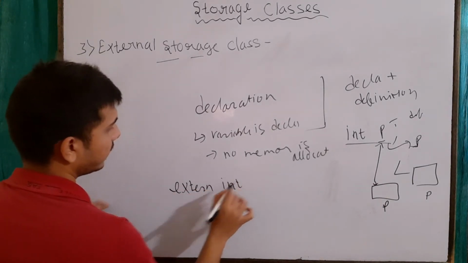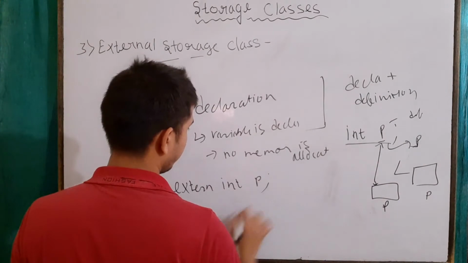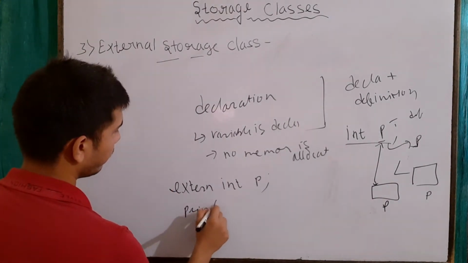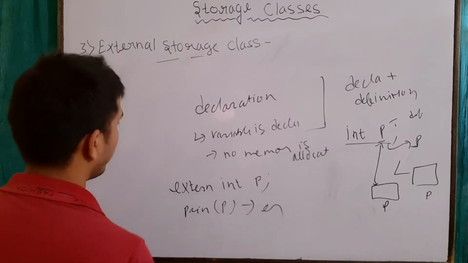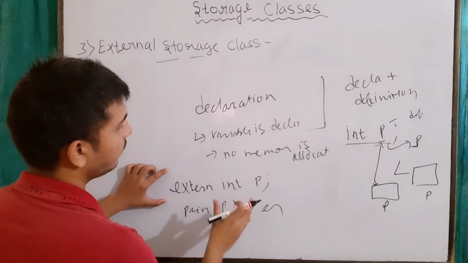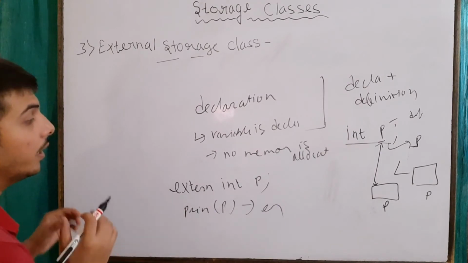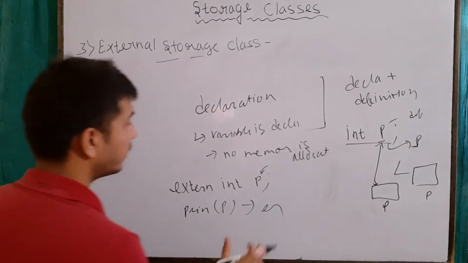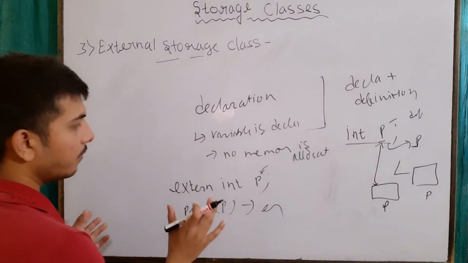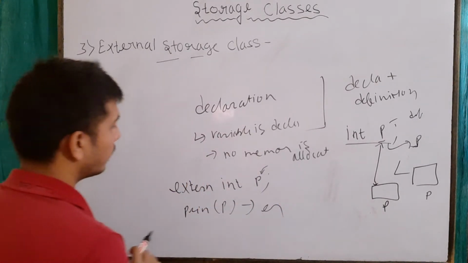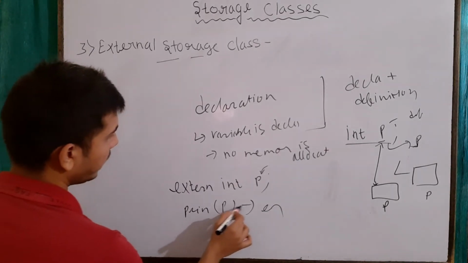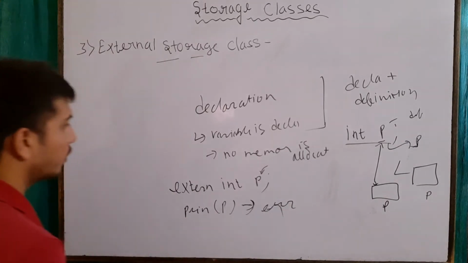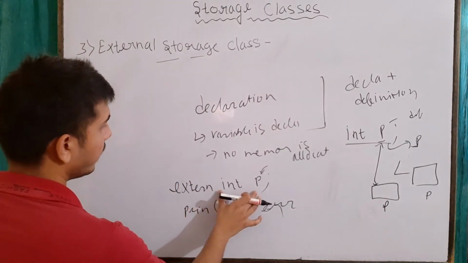Extern keyword, extern int, and let's say p. Now what's happening is that if I try to write here printf of p, it will give me error. Why? Because this variable is only declared, which means the definition of this variable is written somewhere in the program, but this variable does exist. So right now if I do printf of p, it will give me error. I need to define it somewhere in the program.